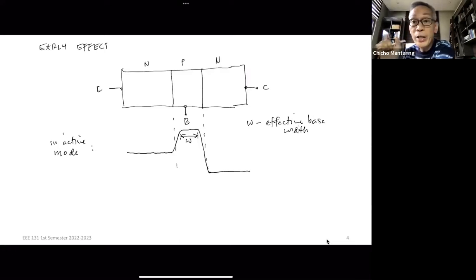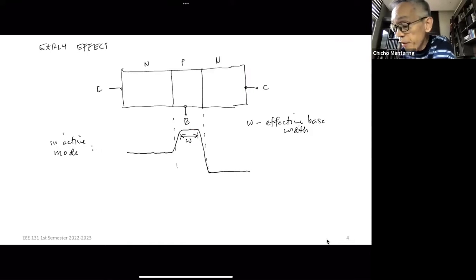And it is within that region that there is a possibility of recombination. Remember, in an NPN, you have electrons flowing from left to right. As it crosses the base, some of it recombines, forming your base current, but most of it will go to the collector. Okay, and the recombination happens in the effective base width. Now, what will happen if I increase the collector to base reverse bias?